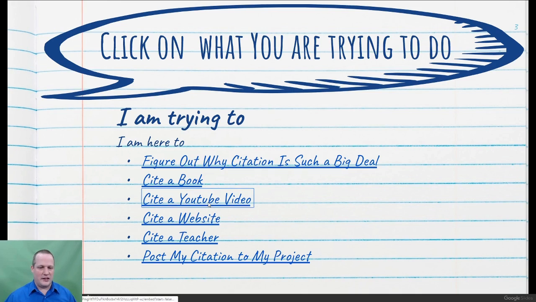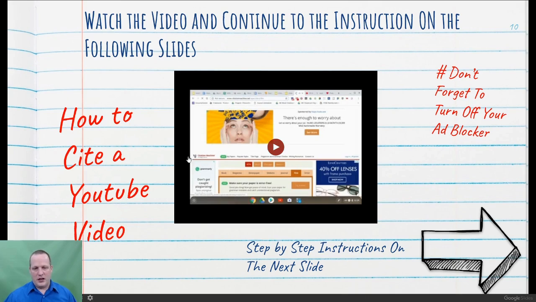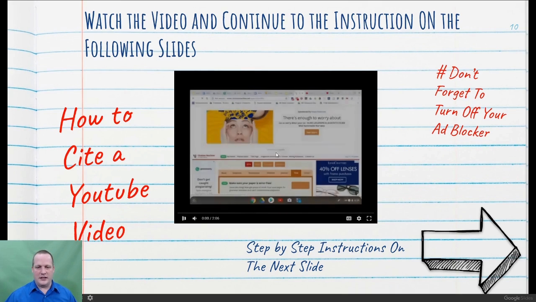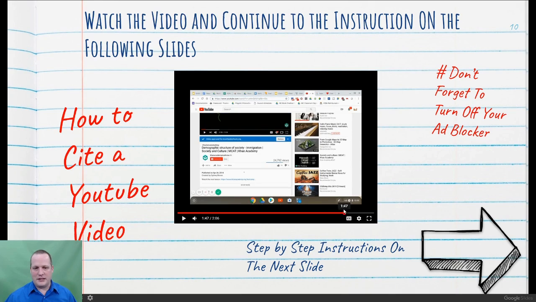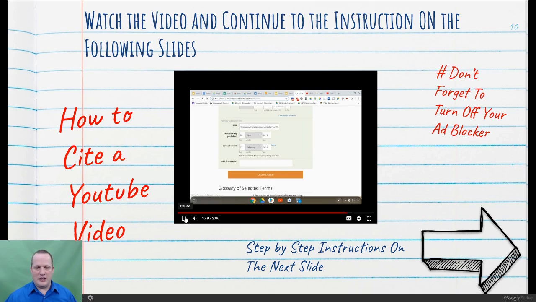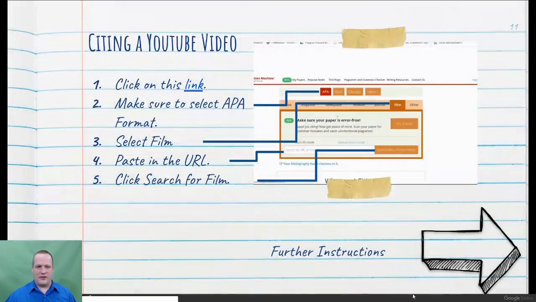So just out of curiosity, let's click cite a YouTube video. The first thing that they're going to see is a video. If they click play, it's about a 2 minute long video, and it tells them step by step exactly what they need to do in order to cite a YouTube video. All right, then what happens is step-by-step instructions on the following slides.